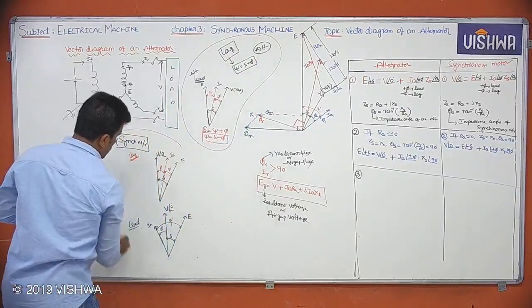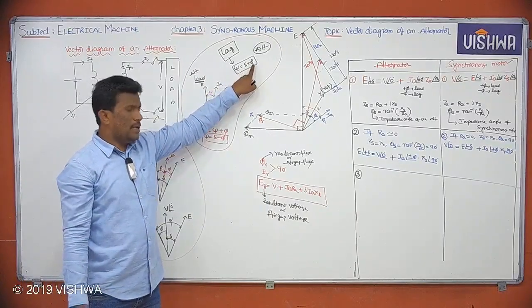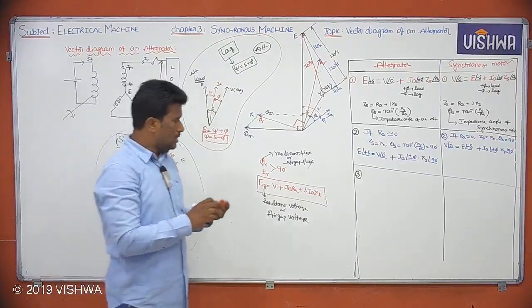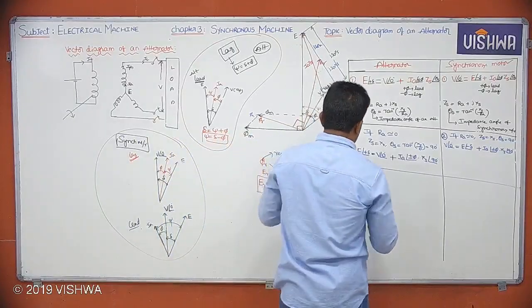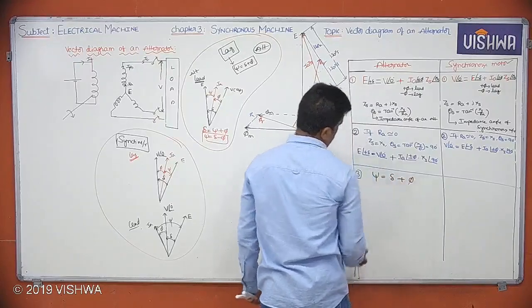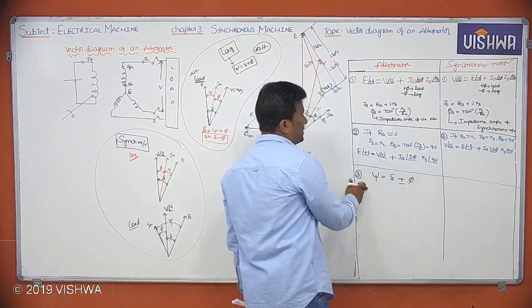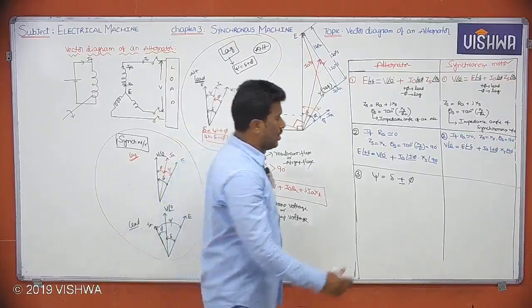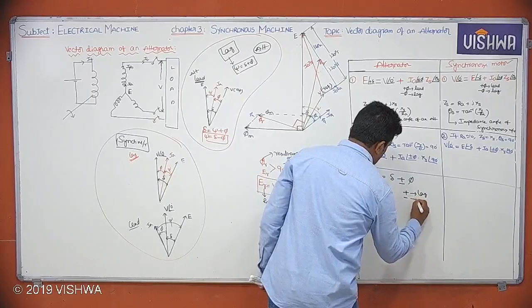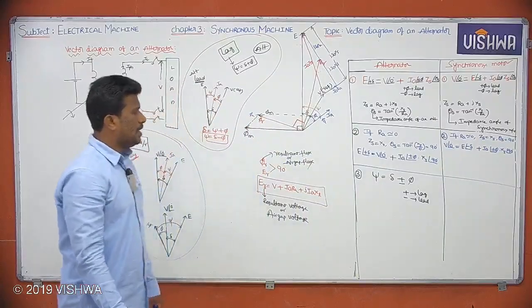For synchronous motor, these two diagrams. Now tell me. So psi equals delta plus pi for lag loads. Psi equals delta minus pi for lead loads. So please write here: psi equals delta plus pi for lag loads, psi equals delta minus pi for lead loads. Therefore, I can write simply psi equals delta plus or minus pi, where plus is for lag, minus is for lead.